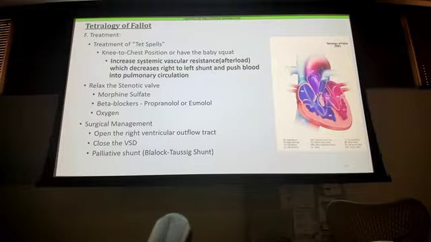Other things that they can do would be things like morphine or even beta blockers to kind of relax the stenotic valve a little bit. But ultimately, these folks are going to need to get surgery to fix it. I can fix that ventricular septal defect. I can then fix a large number of the 4 things that are going on with this condition.